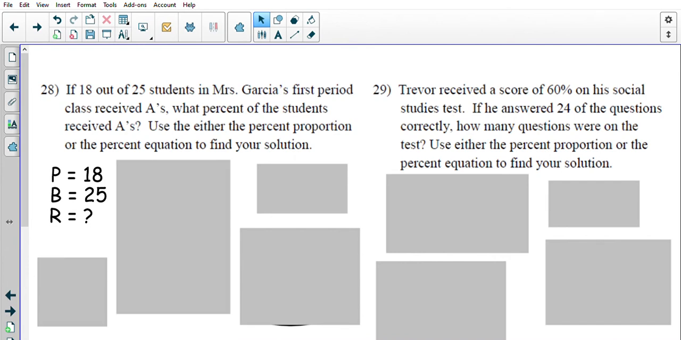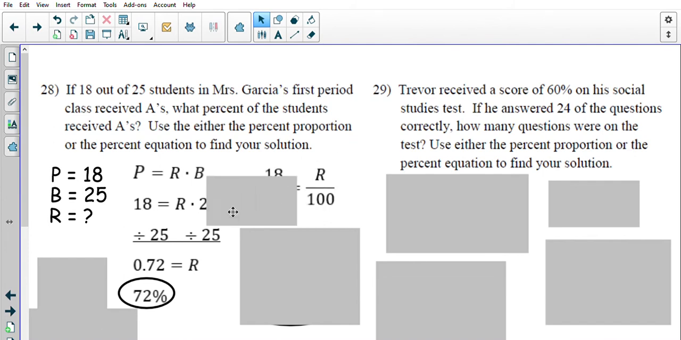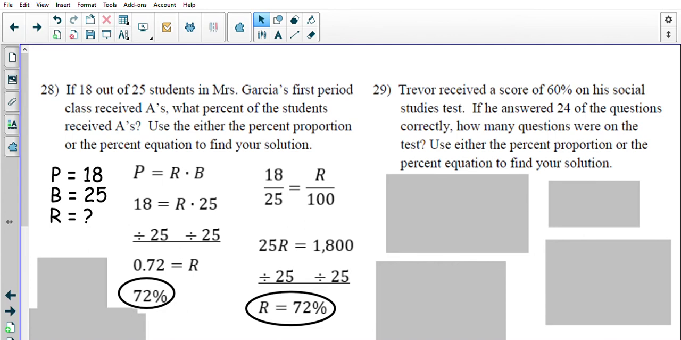So let's start with the percent equation. P equals R times B. So we have 18 equals R times 25. We will solve this by dividing both sides by 25 to get 0.72. So again, we want to write that as a percent. It'll be 72%, which means 72% of students received A's. Now, using the percent proportion, we would have 18 over 25 equals R over 100. Cross multiply, you're still going to get the same solution, although the benefit here is we do not need to move any decimal points at the end. We just simply get 72, and it will be 72%.